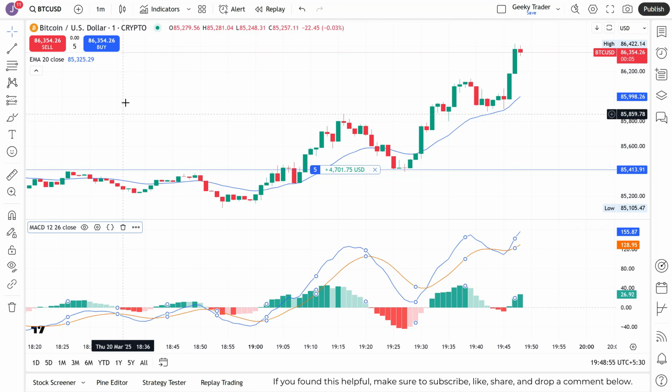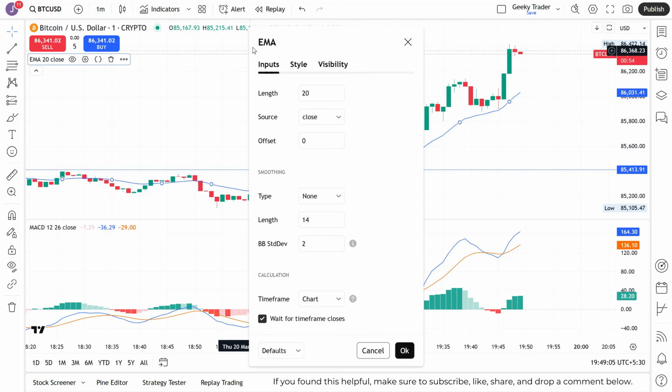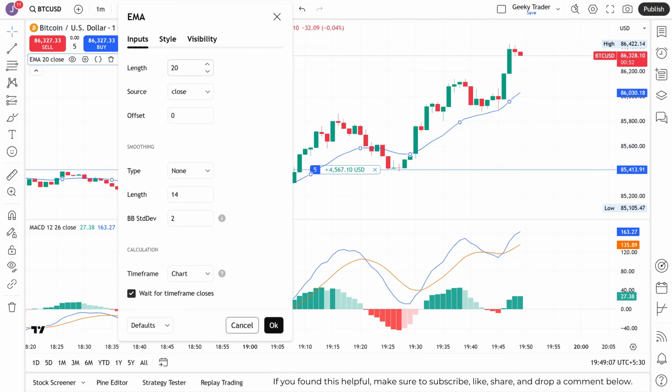The Moving Average Convergence Divergence indicator becomes even more powerful when combined with an Exponential Moving Average to confirm trends and improve trade accuracy. That's why, in this setup, I added a 20-period EMA with the source set to close, and I've colored it blue for clear visibility on the chart.